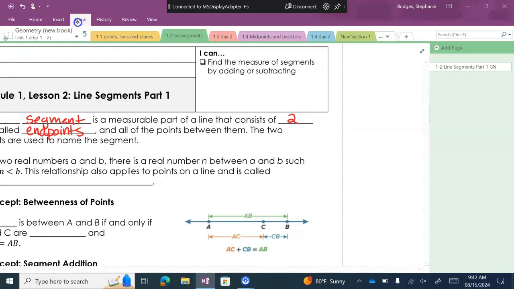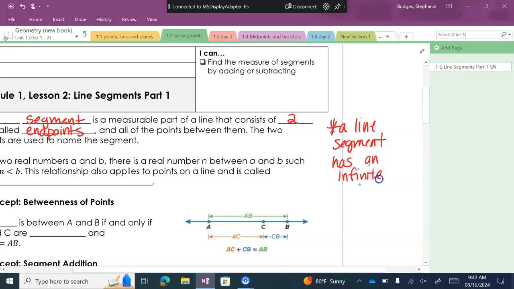So you might want to make that little note out there because that is a question. A line segment has an infinite number of points. I know that I will be asking that question on the quiz next week. I will ask you how many endpoints a line segment has. 2. And then I will also ask you how many points a line segment has. And that's infinite.